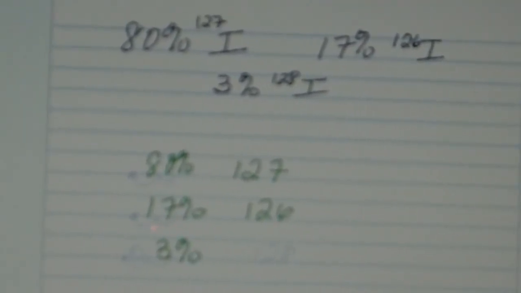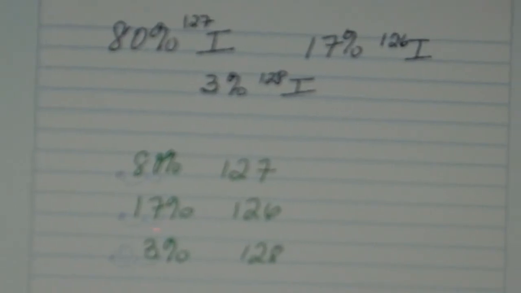Sample problem, we have 80% iodine-127. Notice it's not a dash number anymore. It's up on top like we find on the reference table. And then we have 17% of 126 grams. And then we have 3% of 128. Doesn't have to be grams, it could also be AMUs.